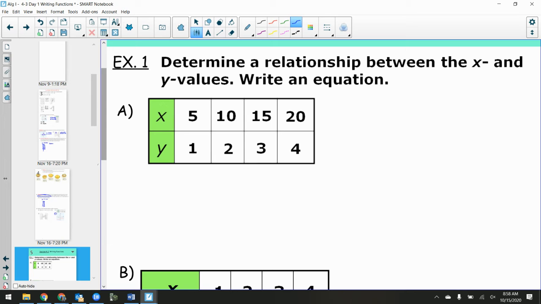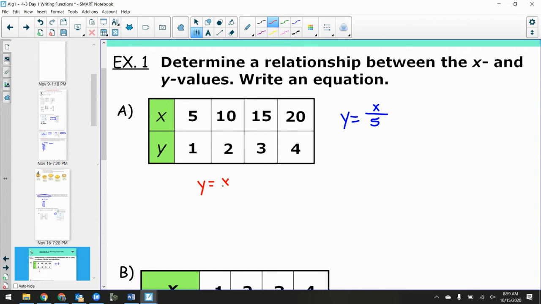Tyler, what do you think? You divide by 5? I would agree with that statement. I think it's divide by 5. y is equal to x, and then we divide by 5. Test it out for all data pieces. For example, if I plug in 5, does it get me to 1? If I plug in 10, does it get me to 2? Yes.